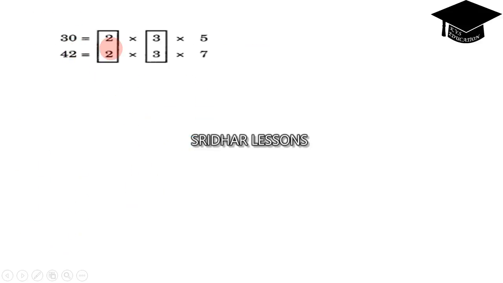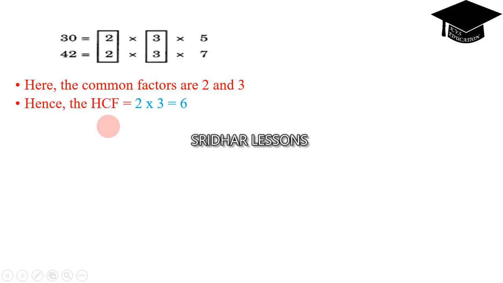The factors of 30 are 2 into 3 into 5, 42 is equal to 2 into 3 into 7. So the common factors are 2 and 3. Check out here, 2 and 3. So the HCF is equal to 2 into 3 is equal to 6.